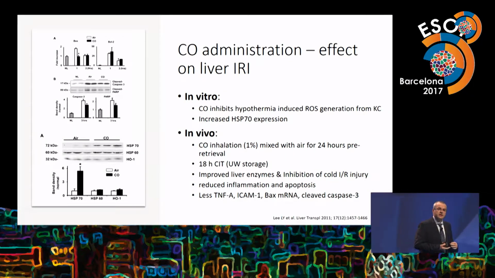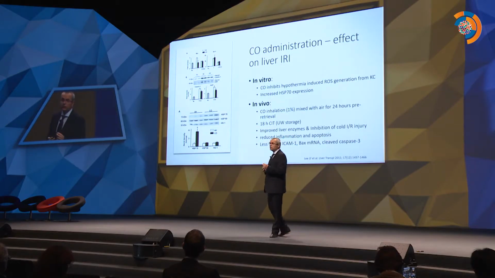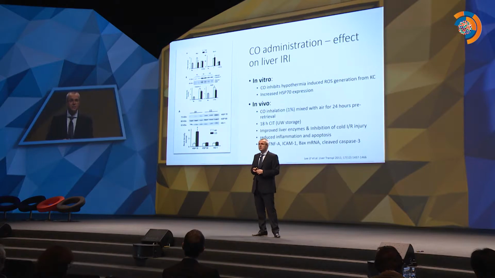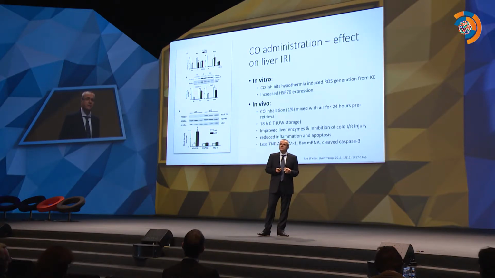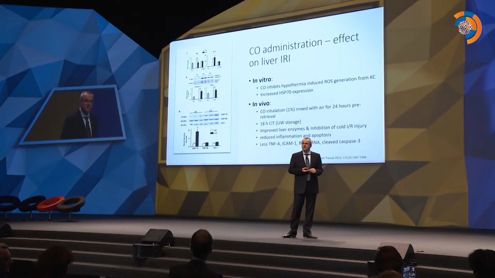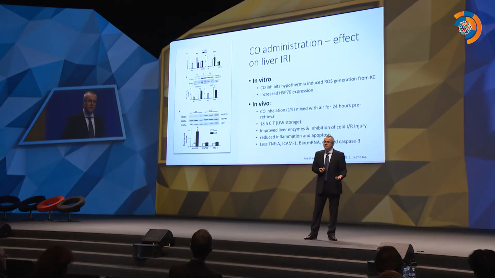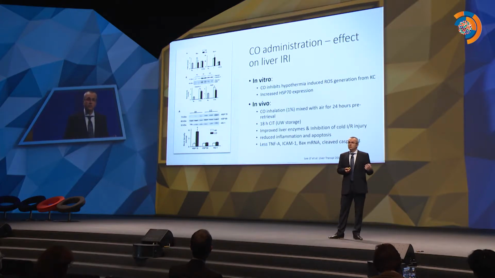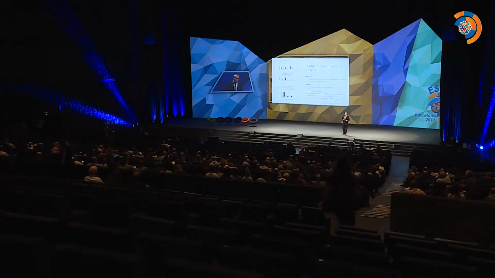Carbon monoxide administration has been shown in many models to have a protective effect. This study looked at the effect on ischemia reperfusion injury in liver, and did so in two ways. First of all, in an in vitro model, the authors showed that carbon monoxide exposure reduced ROS generation in Kupffer cells and increased the expression of heat shock protein 70. Then they moved to an in vivo model, and showed that exposure of the donor to carbon monoxide followed by cold storage led to a significant recovery of the livers, with reduction of ischemia reperfusion injury, better liver enzymes, and less inflammation.